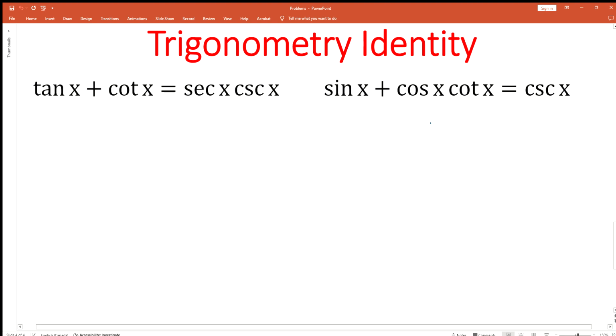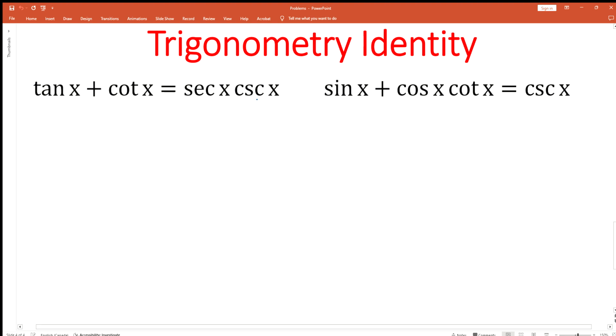In this video, we'll prove two trigonometry identities. Let's start with the first one. Tan x plus cotangent x equals secant x times cosecant x. As you may know, we prove a trigonometry identity by making one side equal to the other side.